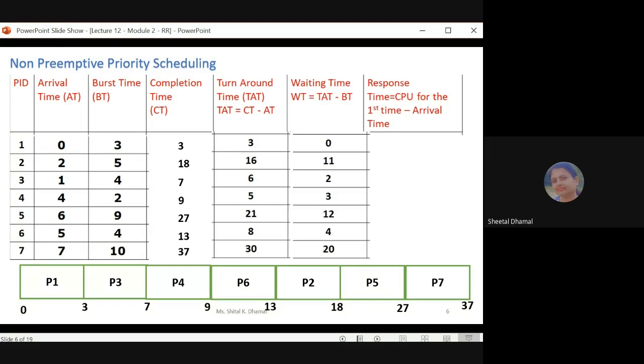And response time: if your CPU scheduler has assigned the CPU to the process for the first time, then you have to subtract the arrival time from that time. The CPU was assigned to process P1 at 0 time units. Now consider the left hand side time. The CPU is assigned to process P1 at 0 time units and its arrival time was 0, so it is 0 minus 0, 0. Then if we consider process P2, the processor was assigned to process P2 at 13 time units, but the arrival time of process P2 was 2. So it is 13 minus 2, which is equal to 11.